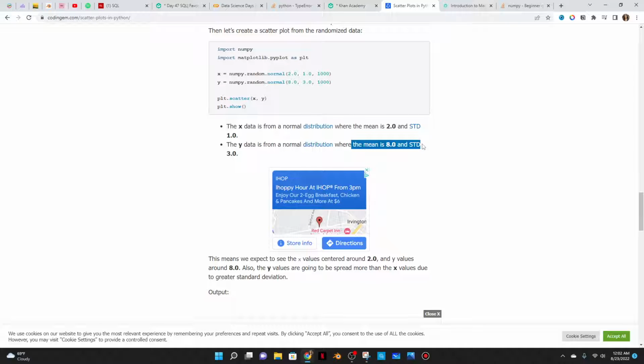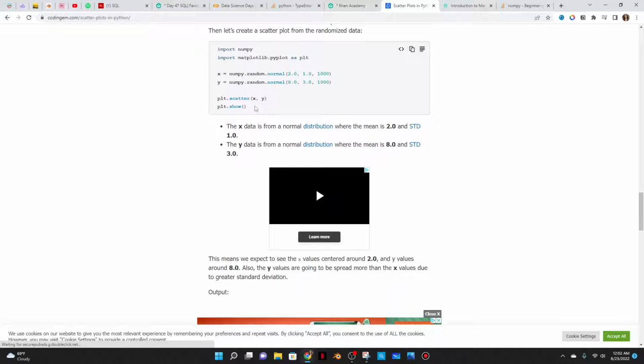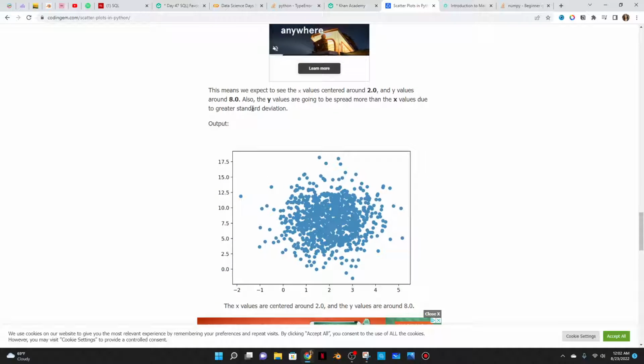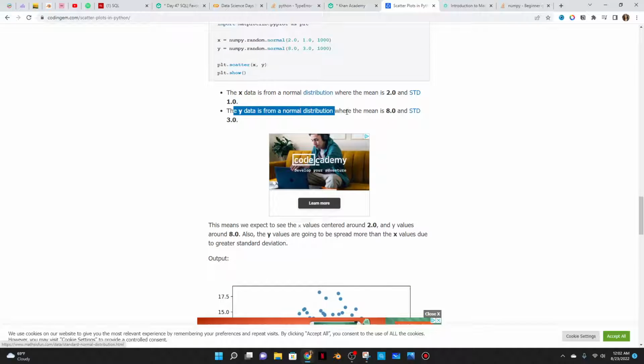But why though, bro? Why? They don't ever explain. Okay, this means we expect to see the x values centered, no duh, and y values around 8, but why though? I'm not understanding where this comes into play. The y data, so they're different things. Are they just like two different normal distributions? The y data is from a normal distribution where the mean is 8 and the standard deviation is 3.